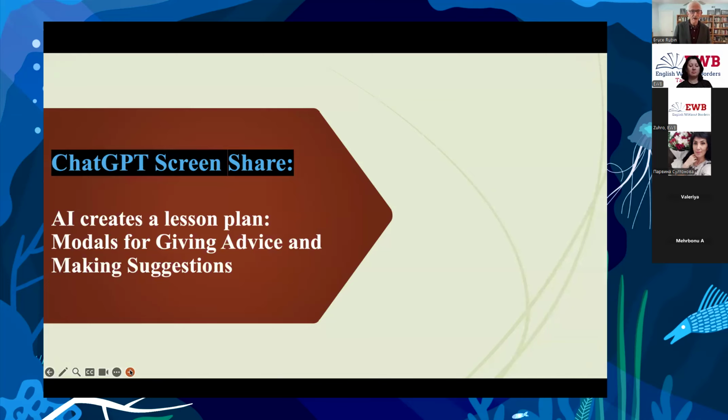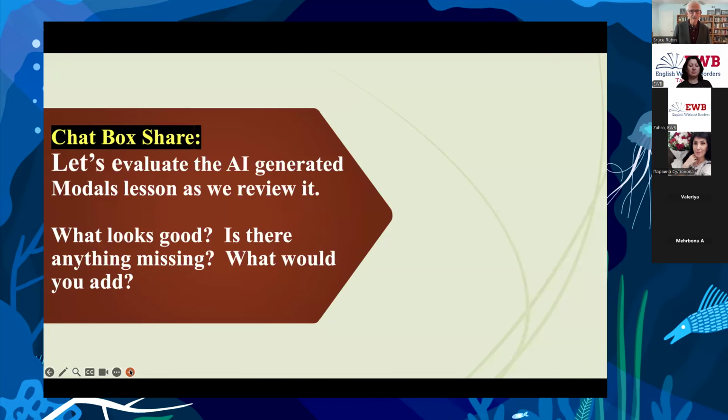Okay, so we just saw AI create the plan. Anything that you saw here that really looked good, or did you think there was anything missing? What would you add to that AI lesson?